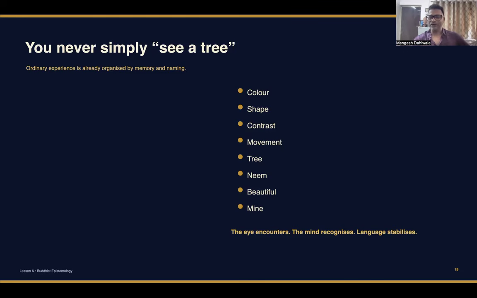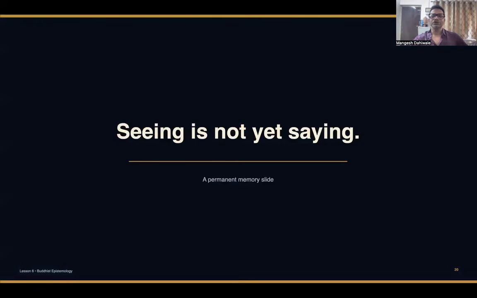That's why, if I go to a forest, I will tell you that I saw a tree. I'm using language to tell you that I saw a tree. But you will never know what kind of tree I have seen directly. You will imagine the tree based on your memory and even your conditioning, right? So this is very interesting. Seeing is not saying. This is very beautiful. This we have to bear in mind.